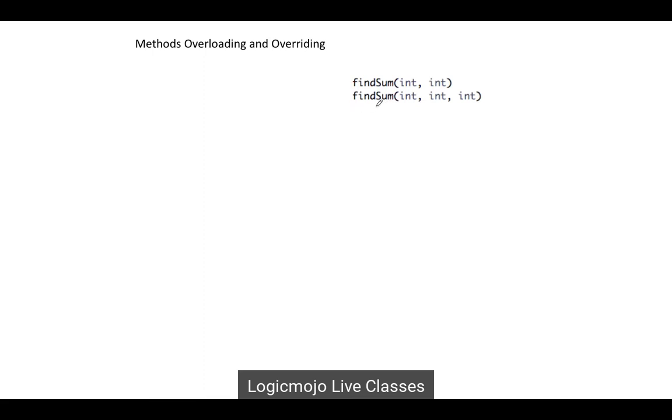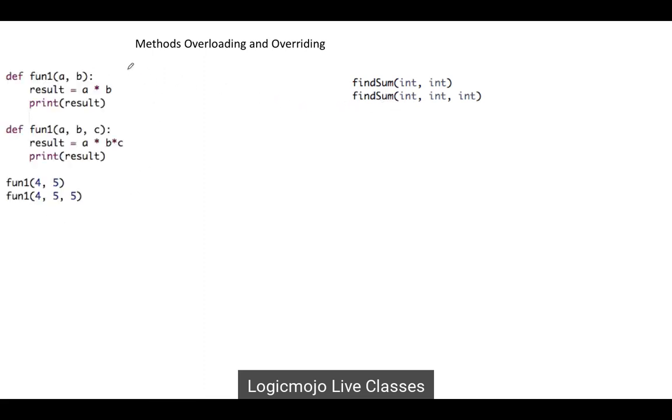So let's try to understand this with the help of an example. This is the Python example where we have the function fun1. If you see, these two functions are within one class, but in the first function we are passing two parameters. In the second function we are passing three parameters. In the first function we are doing the multiplication of two numbers, and in the second function we are doing the multiplication of three numbers, and correspondingly we are calling these methods.